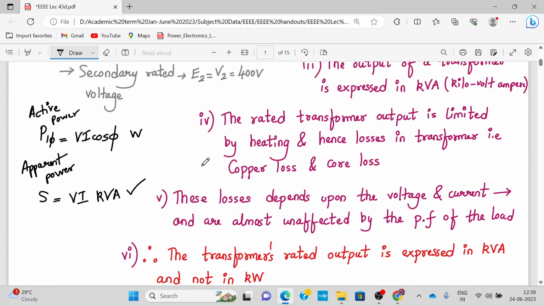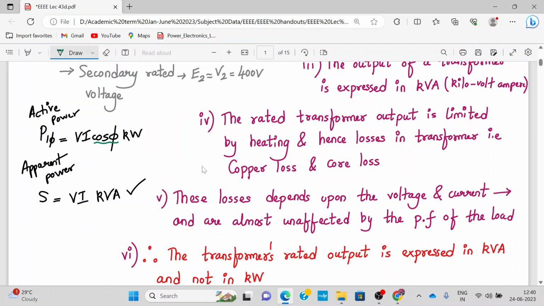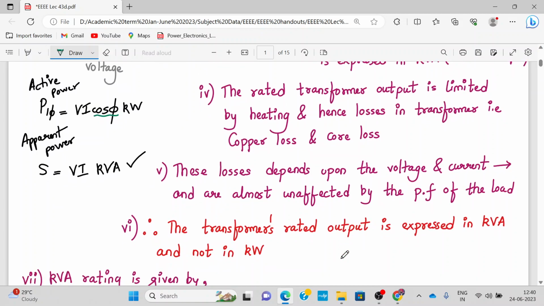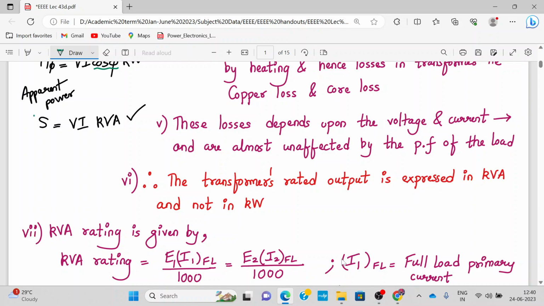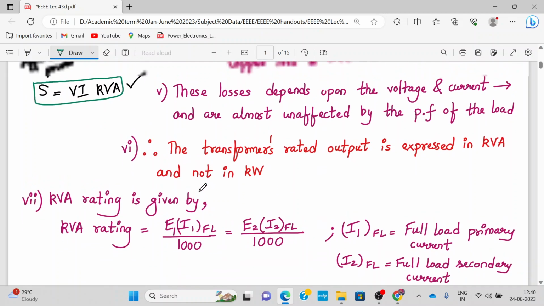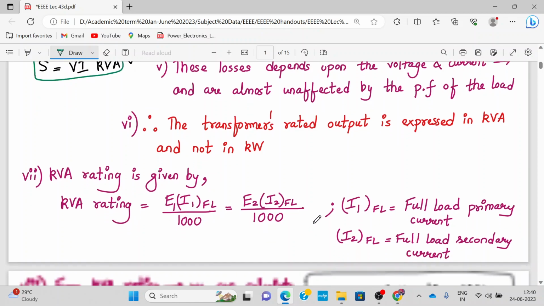This is not expressed in kilowatts. It is expressed in kVA because it has no accountability for cos phi, because it's unaffected by the power factor of the load. So that's why we go for apparent power, that is the kVA rating of the transformer. So this kVA rating is given by E1 into I1 at full load divided by 1000, equal to E2 into I2 at full load divided by 1000. Now why do we divide by 1000?